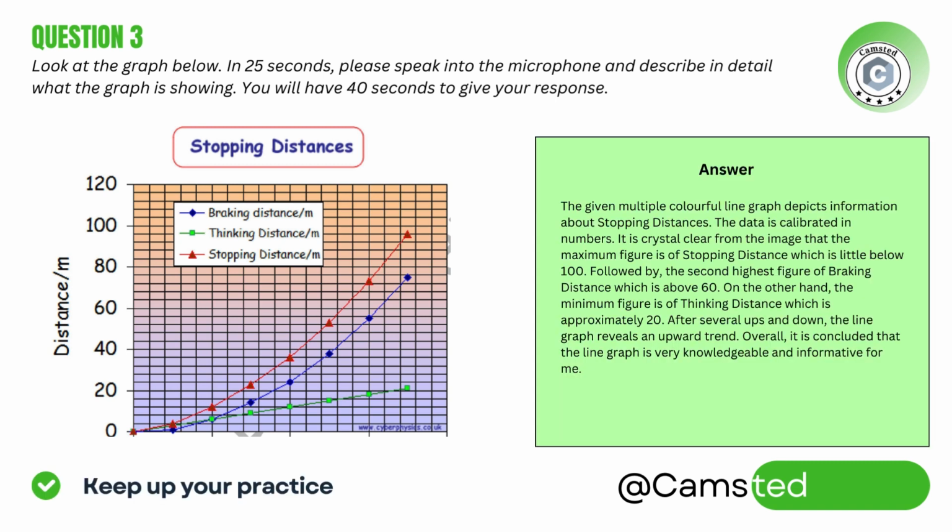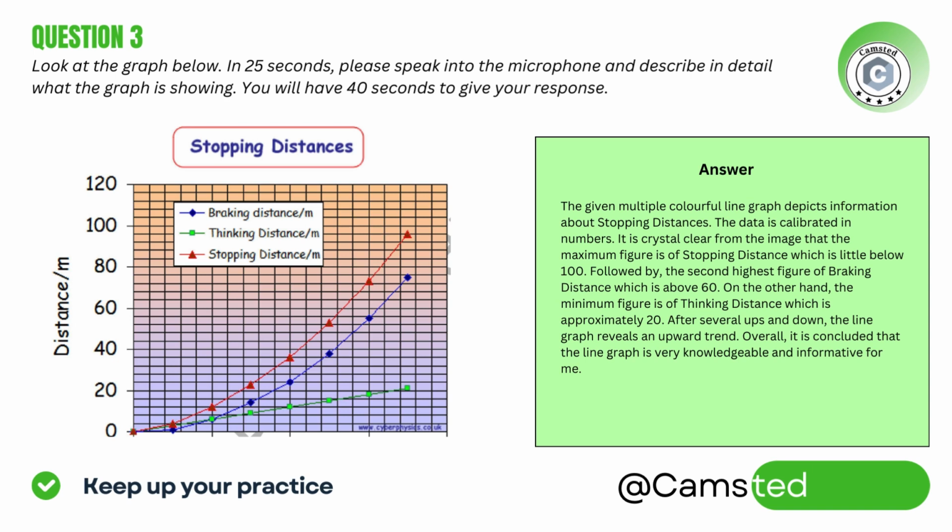The given multiple colorful line graph depicts information about stopping distances. The data is calibrated in numbers. It is crystal clear from the image that the maximum figure is of stopping distance, which is little below 100. Followed by the second highest figure of braking distance, which is above 60.